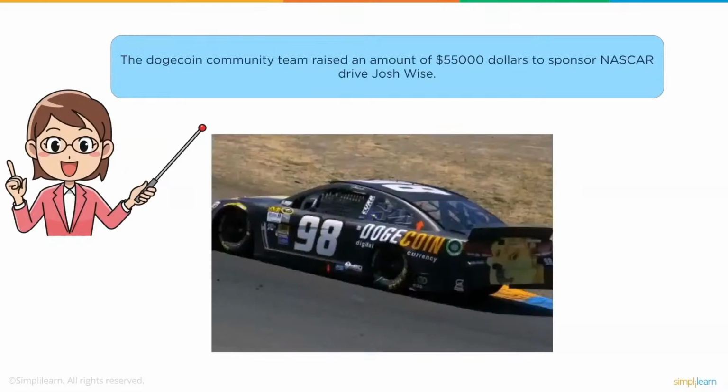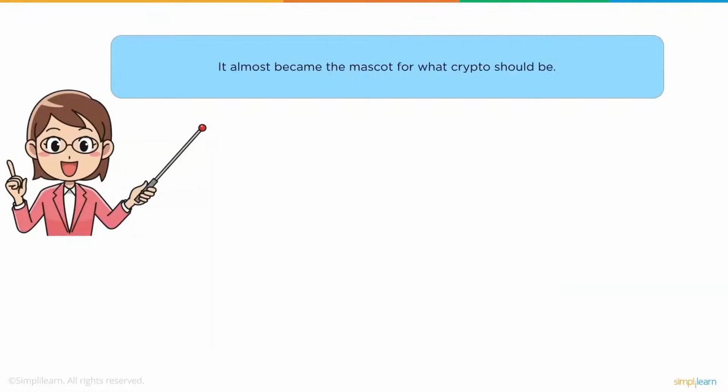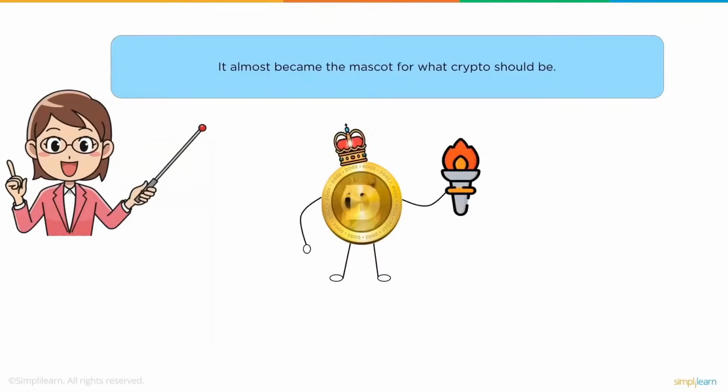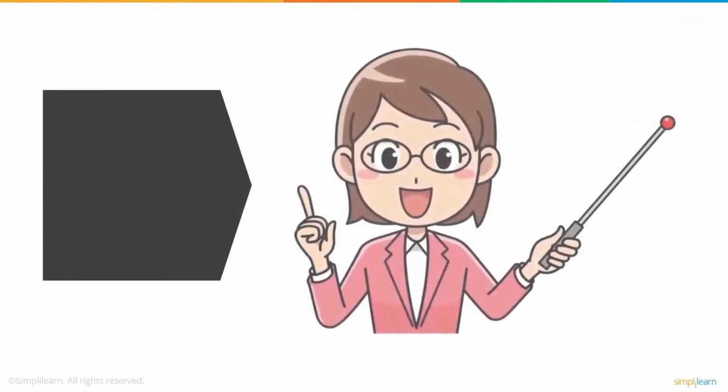It also started doing charity work to introduce and promote itself in the real world. For example, once they raised a fund of $55,000 for a NASCAR driver, Josh Weiss, and in return, he printed the logo and 98 Dogecoin over his race car. Eventually, it almost became the mascot for what crypto should be. Let's have a look at who uses Dogecoin.